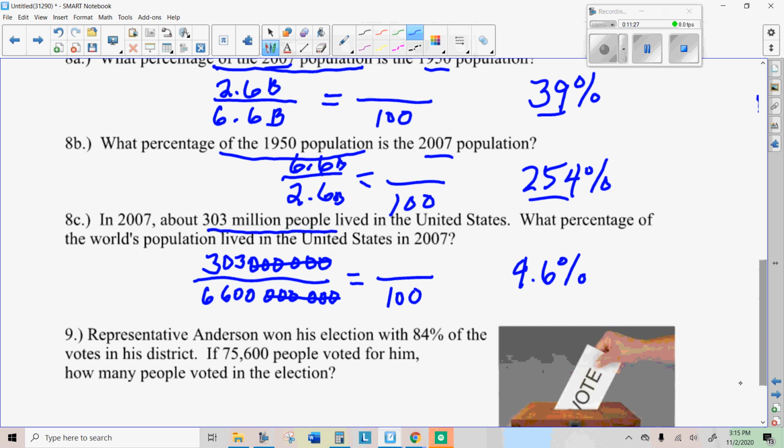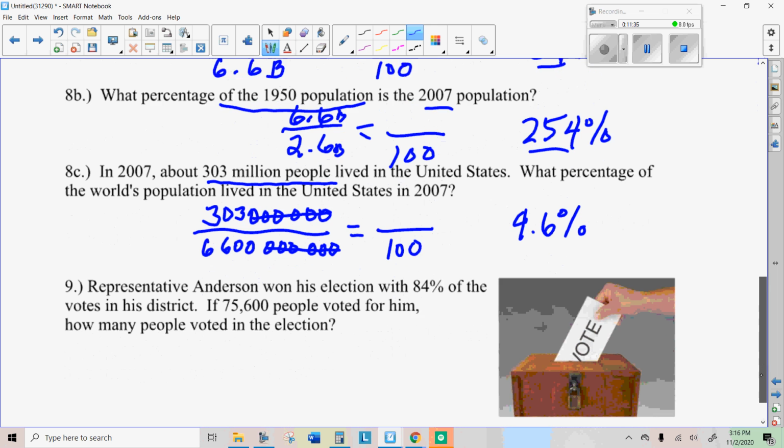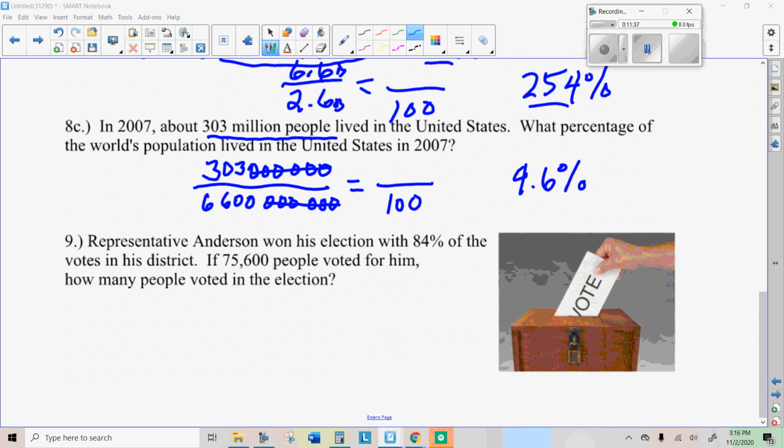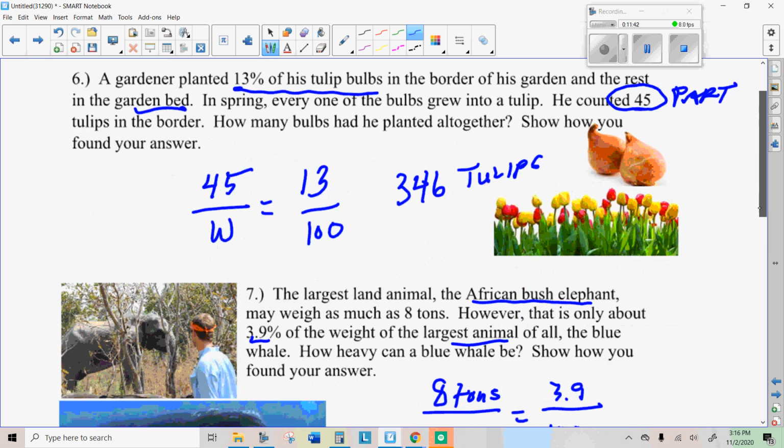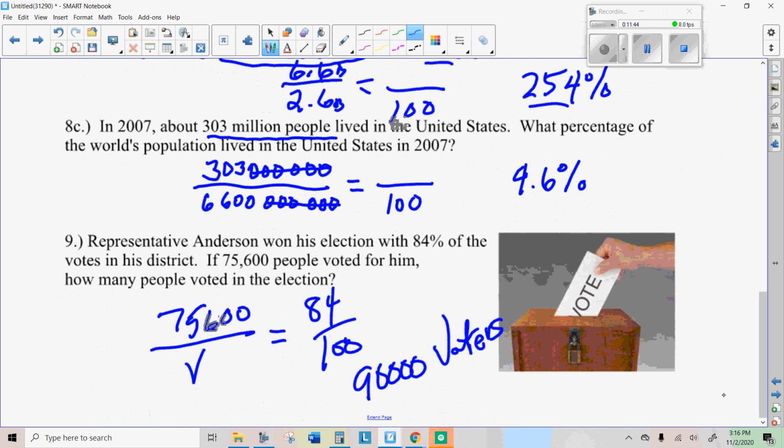All right. I'm going to let you try the last one, and then you can check back and see my work. Should have got 90,000 on that one. All right, so those are problems where you're dealing with finding the part. You could try your homework now, and we'll talk to you soon.